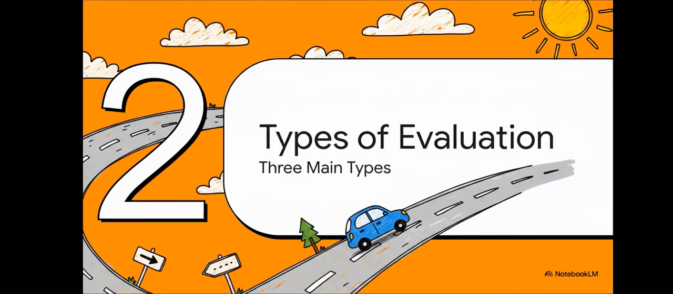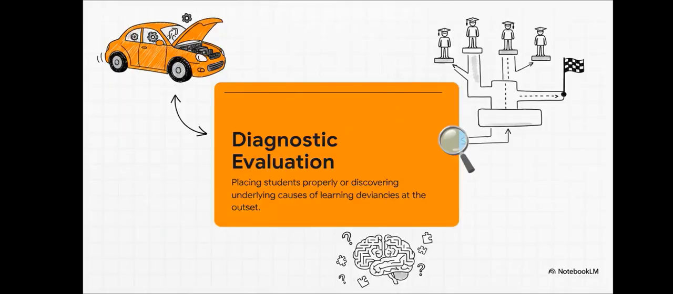Section 2. 3 types of evaluation. To really get a grip on when we should evaluate, imagine you're taking a road trip. First up, we have diagnostic evaluation. Think of this as checking your starting point and making sure the car is actually ready before the journey even begins. You're placing students properly right at the outset, or maybe you're playing detective to discover the underlying causes of learning issues before you even start teaching new material.